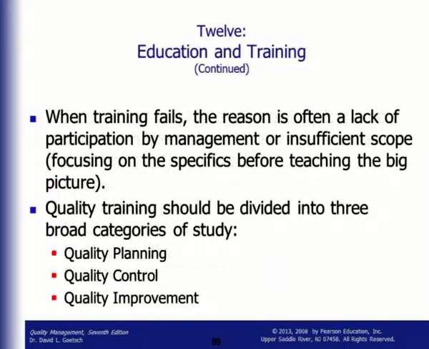When training fails, the reason is often a lack of participation by management or insufficient scope, focusing on the specifics before teaching the big picture. Quality training should be divided into 3 broad categories of study: quality planning, quality control, and quality improvement.